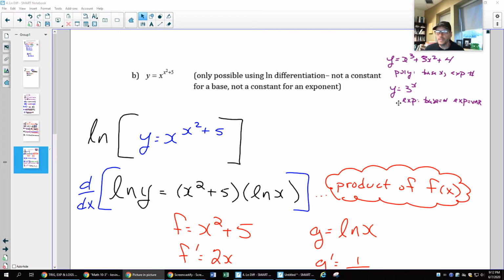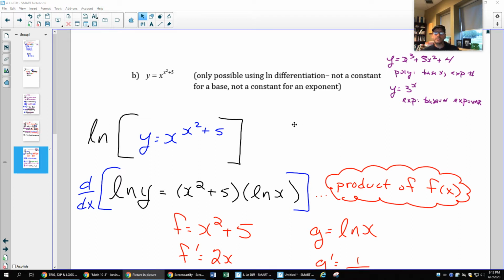You got a variable. Some of us try and treat this like it's an exponential function because we got an exponent, x squared plus 5. That's an exponent. But an exponential function has a base that's a number and an exponent that's a variable. So this is variable, so it has to be treated differently. It's not polynomial. It's not exponential. And if you graph this thing, it's kind of a neat looking little function.